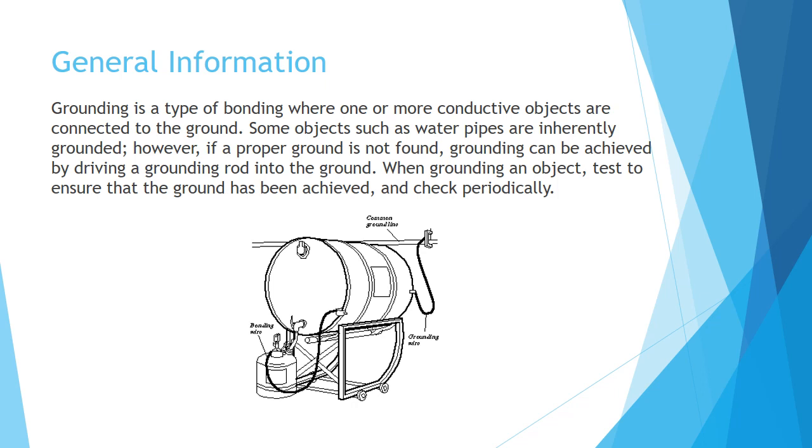Grounding is a type of bonding where one or more conductive objects are connected to the ground. Some objects, such as water pipes, are inherently grounded. However, if a proper ground is not found, grounding can be achieved by driving a grounding rod into the ground. When grounding an object, test to ensure that the ground has been achieved and check periodically.